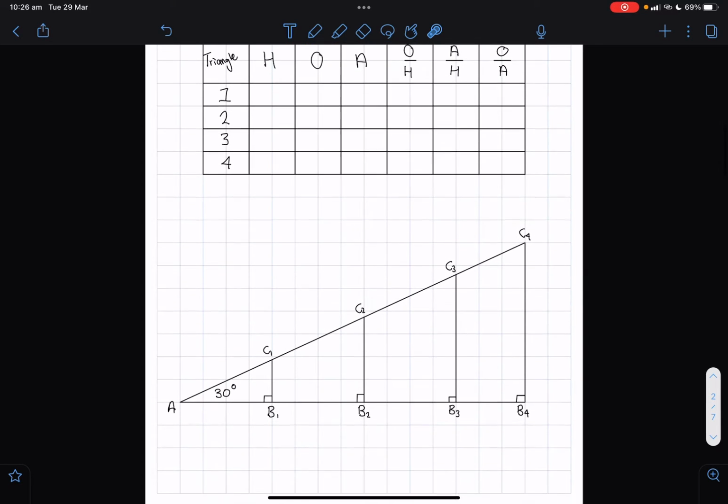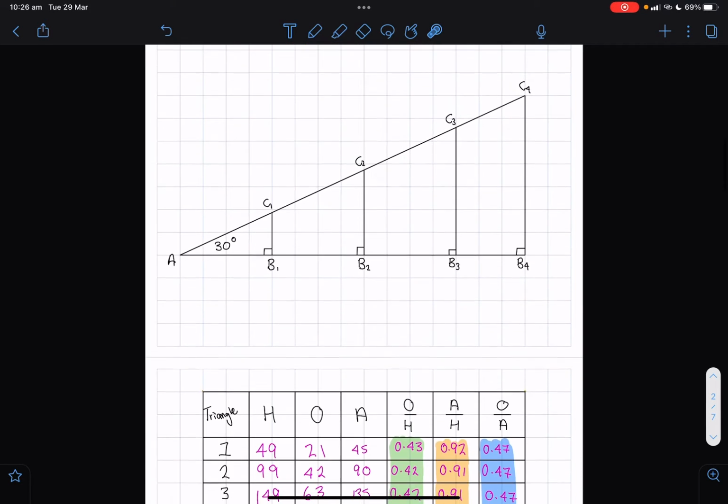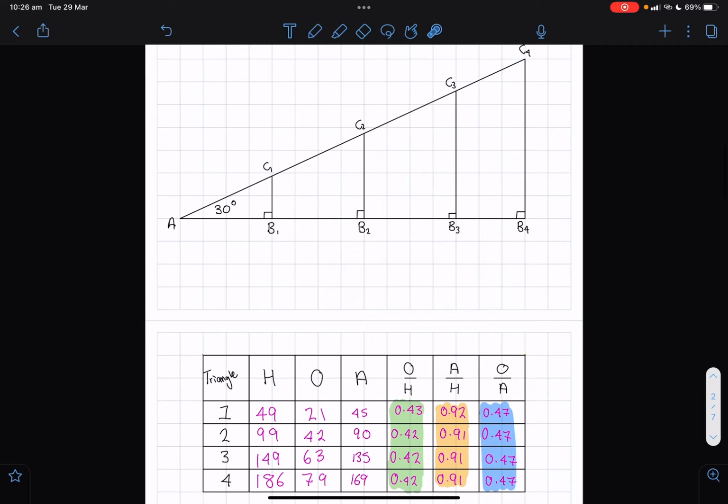All right, welcome back. So I have gone ahead and filled out my table down here. So I was measuring on my iPad, so our measuring instrument probably wasn't the most accurate we could have used, but the idea will stay the same, okay? So I've measured in millimeters, okay, just to get some accuracy. So my hypotenuse for triangle 1 was 49 millimeters. The opposite side was 21 millimeters and the adjacent side was 45.